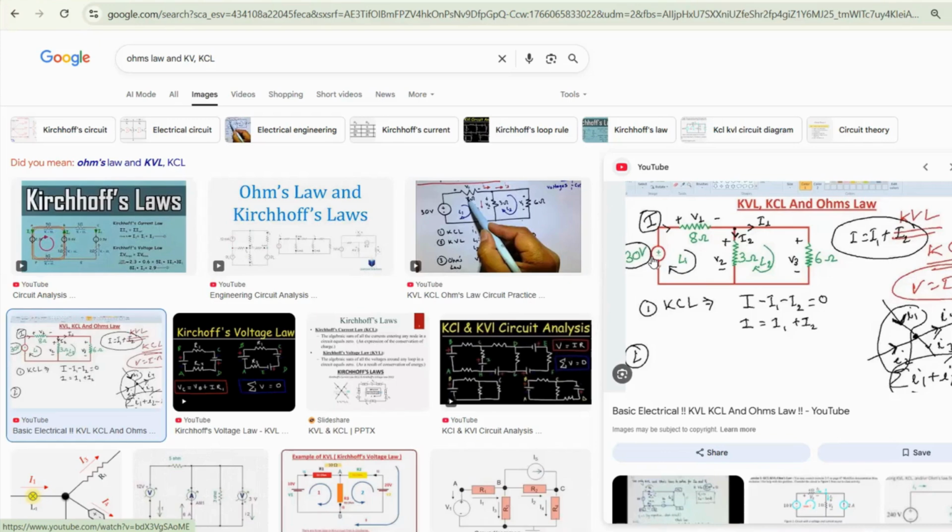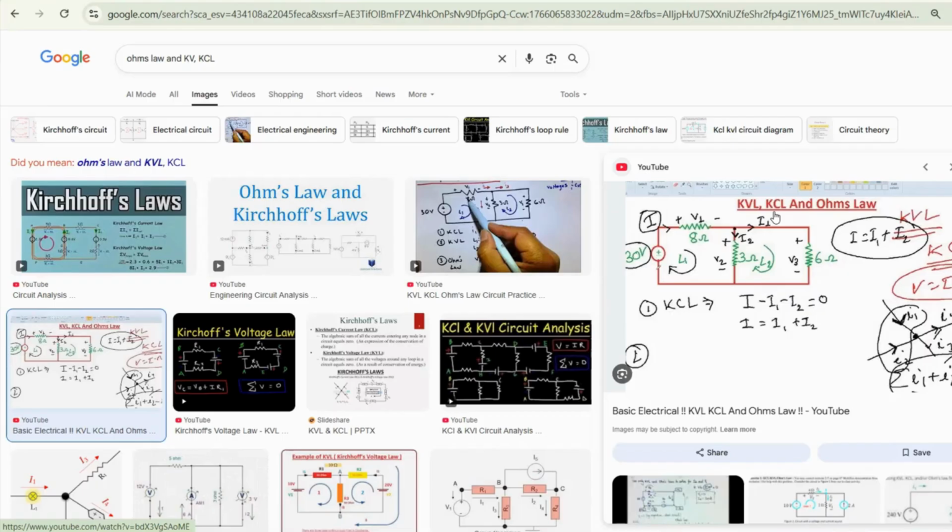Simple circuit is different, complicated circuit is different. Ohm's law can be applied only on a simple circuit. If there is only one source and only one resistance, then we can apply Ohm's law. Cleared? With the help of KVL and KCL, we can overcome the problems in Ohm's law. What was the problem? Current flowing through 8 ohm, 3 ohm, 6 ohm. Everything we can find out with the help of KVL and KCL.